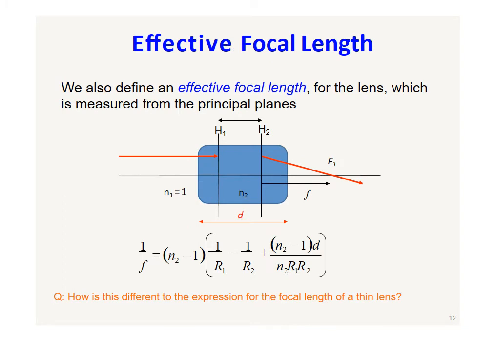So here is how we calculate our effective focal length. At first glance, you can see it looks very similar to the focal length of a thin lens, but we have an extra term here. And of course, as you'd expect, this extra term has got the lens thickness in it.